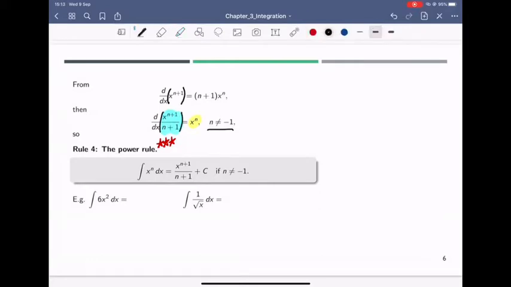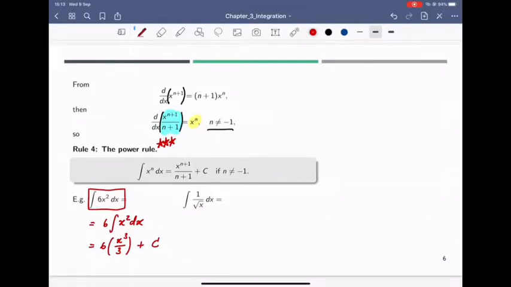So for example, if I want to integrate 6x squared, here I can pull out the number 6. So I have 6 times the integral of x squared dx. And then after that, I integrate x squared dx, so I get x cubed over 3, right? And then plus c. So you can memorize that when you integrate x to the n, you're going to get x to the n plus 1 over n plus 1. So the power is going to go up by 1.